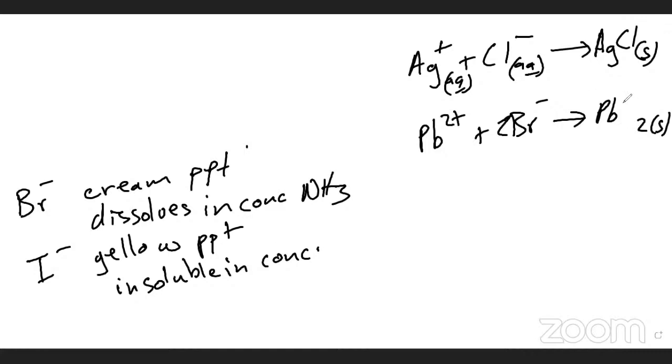So it would be PbBr2. So Cl minus is white, Br minus is cream, I minus is yellow. Now with ammonia, chloride dissolves in dilute ammonia, bromide dissolves in concentrated ammonia, and iodide is insoluble in ammonia.